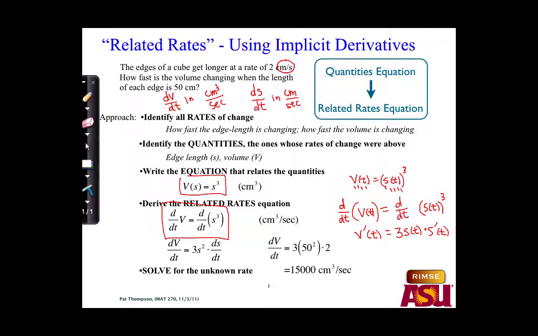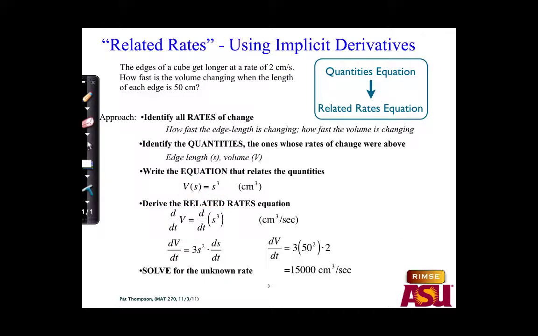All right, so let's take a look at, I believe the next question I have here is the balloon question. But again, the idea is find the ways to relate the general quantities in the question and then take a derivative so that you end up with a relationship that involves their rates of change.